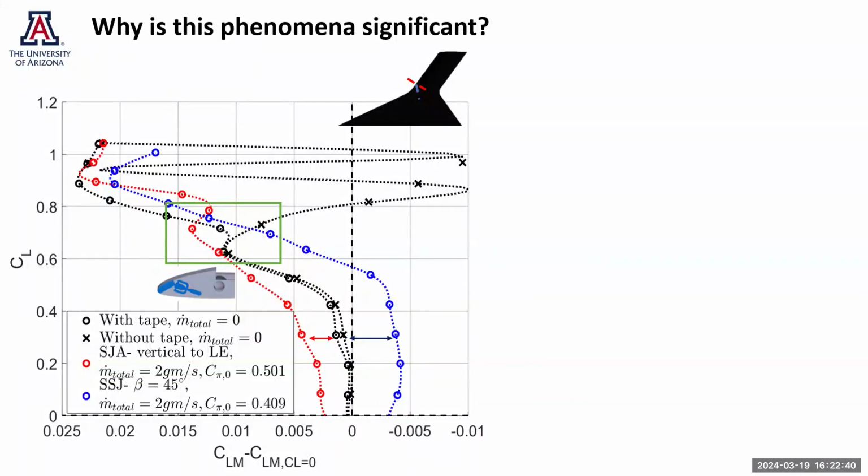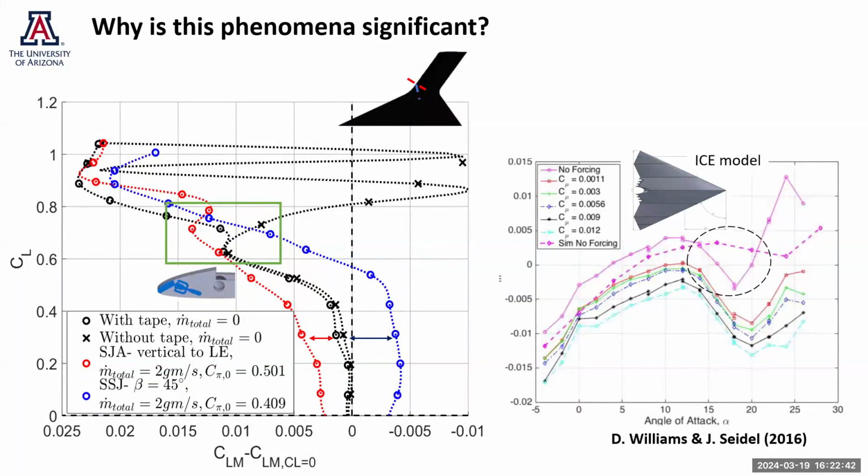Now, this behavior that we investigated is not limited to this particular model. If we look at a generic delta wing model, the ICE model that was being studied at the Air Force Academy, you can notice for the no forcing case, identified by the solid pink line, this zigzag behavior. More importantly, if you look at the simulated data, identified by the broken line, the simulation doesn't really capture this physics. So our lack of understanding of what's happening there implies that we are not able to simulate that behavior, and that's pretty significant.